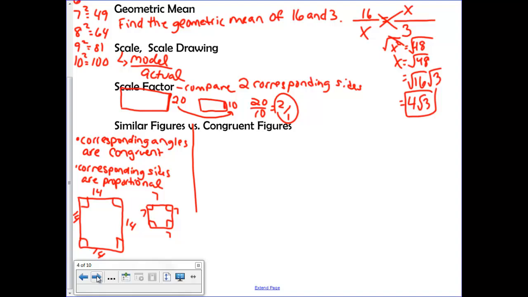Congruent figures. What would congruent mean? They're the same. Equal. Everything's exactly the same. All the angles are equal, and all the sides are equal. So with congruent figures, we say corresponding angles are congruent. Corresponding sides are what? Congruent. So congruent figures, everything's congruent.